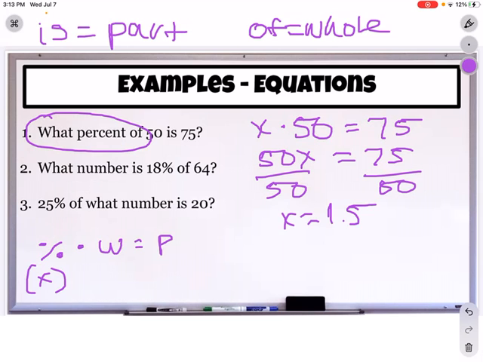So this would not be 1.5%, because what you would do is move the decimal 2 places to the right. So that is 150%. Because remember, you have to add an invisible 0 here. So that would be 150%. Okay.